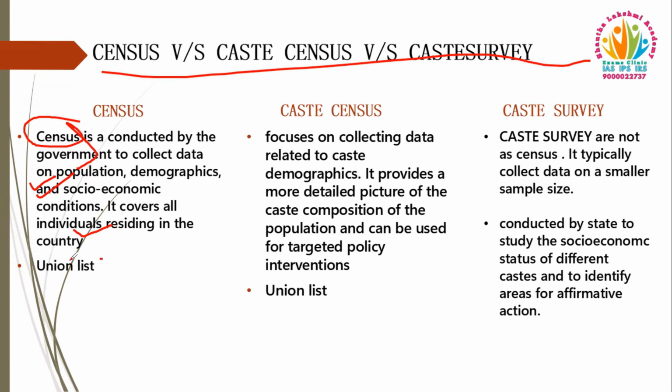The census comes under the Union List, whereas the caste census focuses on collecting data related to caste demographics. The caste census comes under the Union List as well.